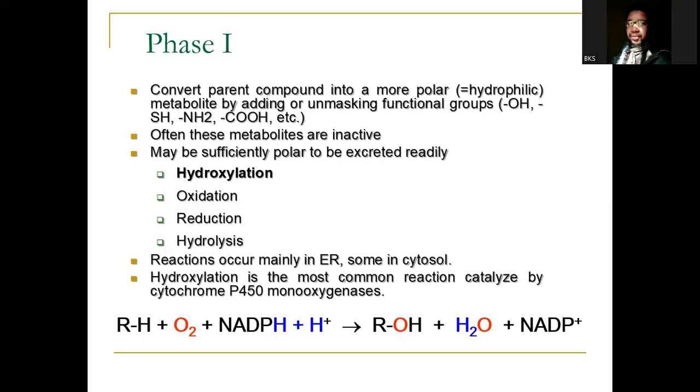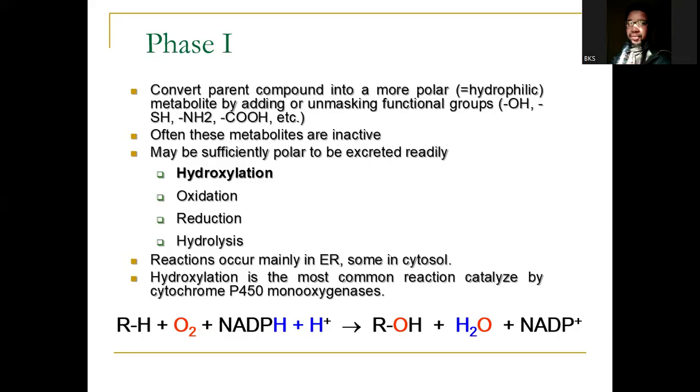We've already mentioned that the reaction takes place in the endoplasmic reticulum, in the cells of the organs we mentioned, and that the most common reaction is the hydroxylation reaction, catalyzed by cytochrome P450 monooxygenases. But of course, there are other enzymes involved, like aldehyde dehydrogenase, alcohol dehydrogenase, and so many of them.